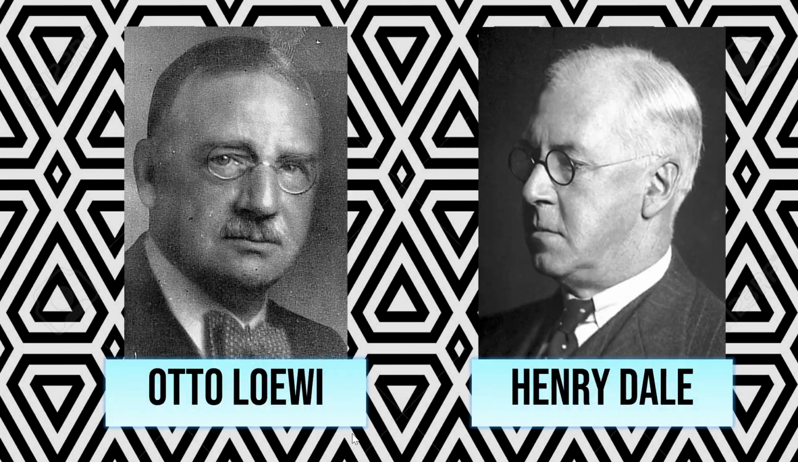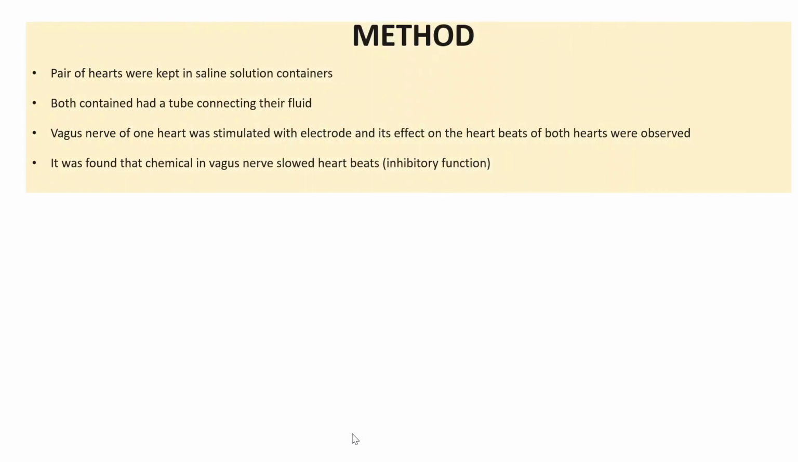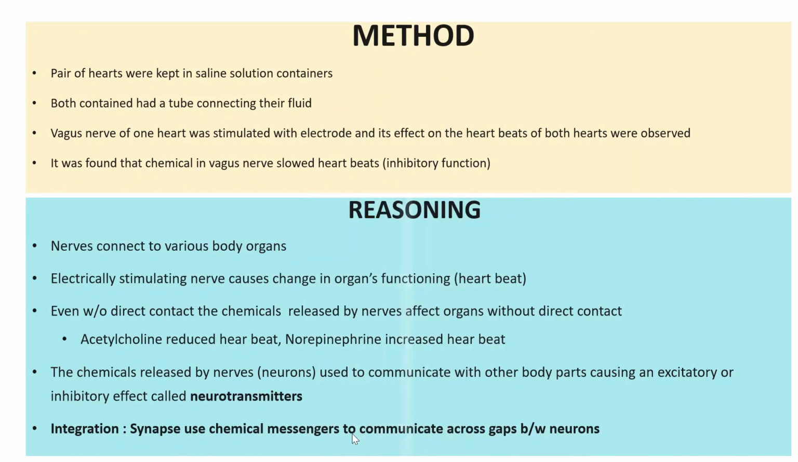Cool. So the two scientists we have are Loewi and Dale. And what did they do? They put two hearts inside two saline containers, and the two containers were connected. There was a salty fluid between them, like Ringer's solution. They took the vagus nerve, because the vagus nerve connects to the heart, and stimulated it, and it affected the heart rate not only of one heart but of both hearts, as they measured.